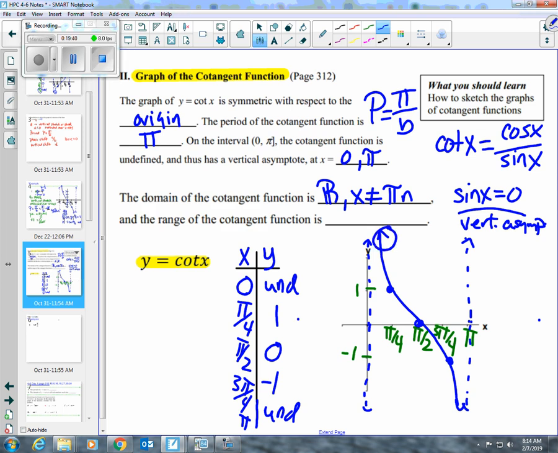The range goes infinitely in both directions, all real numbers. So you can always generate these graphs if you just make a table of values, but understand that the beginning and the end are always undefined. The middle is always 0, and then there's going to be a 1, and there's going to be a -1. Those are the easiest points to graph. You can obviously do more if you want.